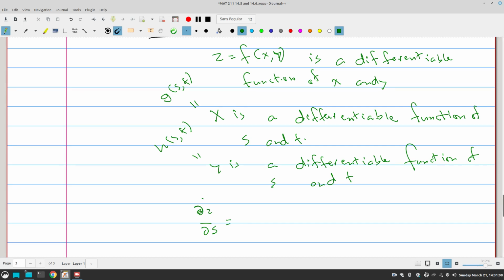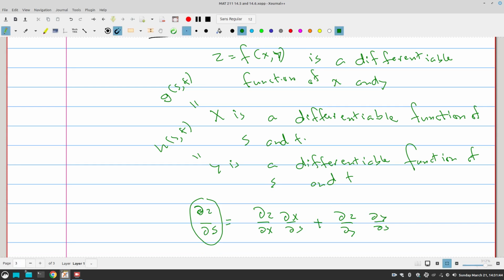Now we calculate partial z over partial s. Why do we calculate partial z over partial s? It's because, remember, z is now indirectly a function of s and t. In the previous scenario, in case 1, z was a function of t indirectly only, right? Now z is a function of both s and t. So this is equal to partial z over partial x times partial x over partial s plus partial z over partial y times partial y over partial s.